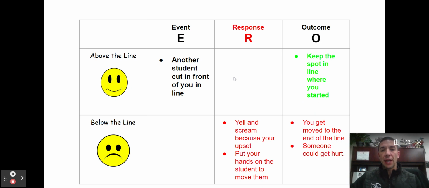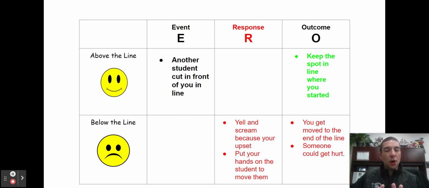So if I were to look at an E plus R equals O and decide that there is an event that happens, okay, here's an event. Let's say another student cuts in front of you in line. Now that's an event that takes place that you probably don't like, but you don't have any control over that event. It is something that happened. So we want to press pause and understand what the event is. And then we look over here at our outcome and we decide, what outcome do we want when somebody cuts in front of us? We want to keep the spot in line where we started.